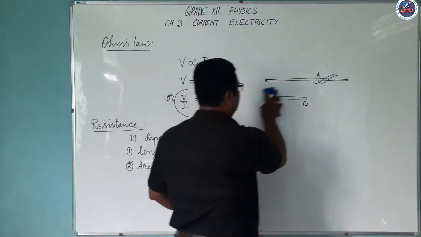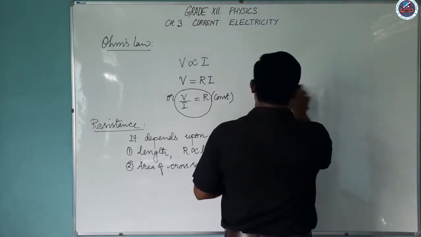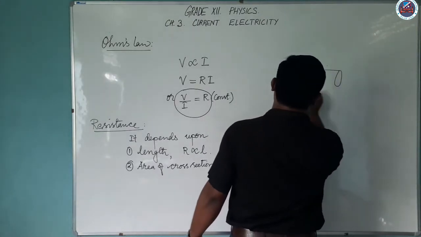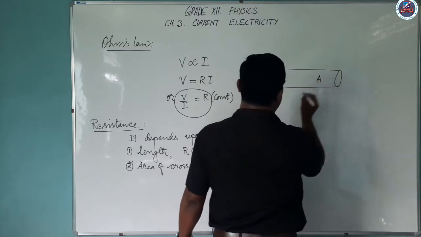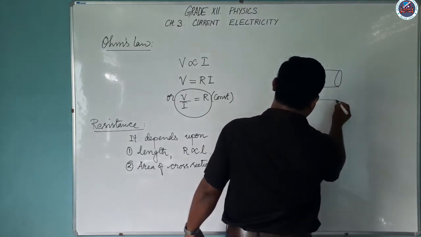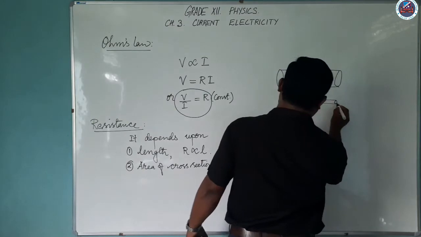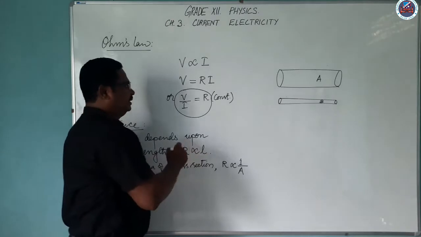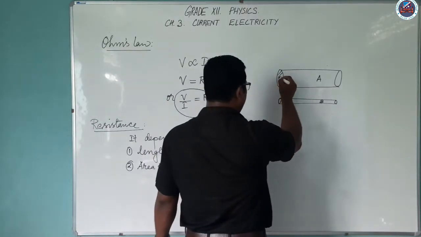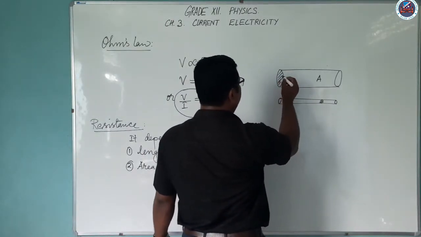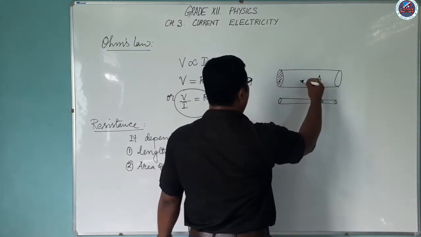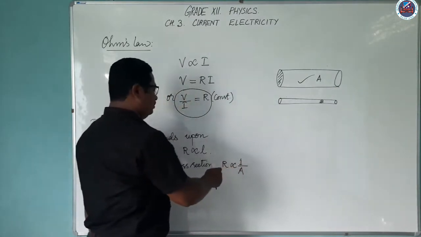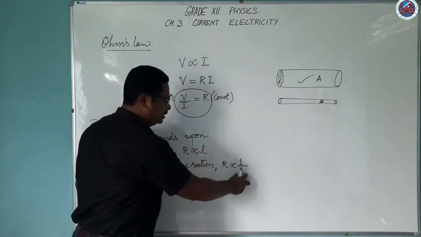To know this, let me draw here two wires of the same length. Here you have to focus. Suppose this is wire A. Both are of the same length, only then it is applicable. If both are of the same length but of different thickness, and the area of cross section is more in wire A, then the resistance offered by this fat, thick wire will be less because the area of cross section is bigger.